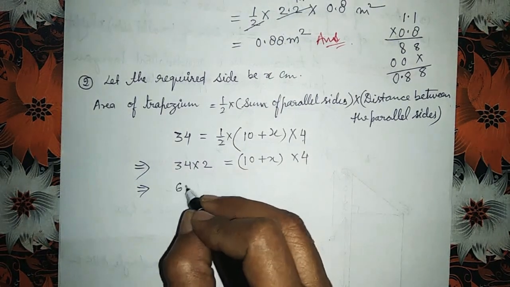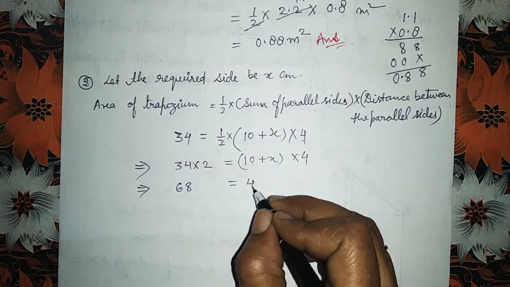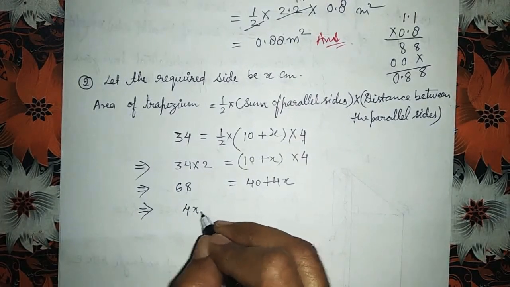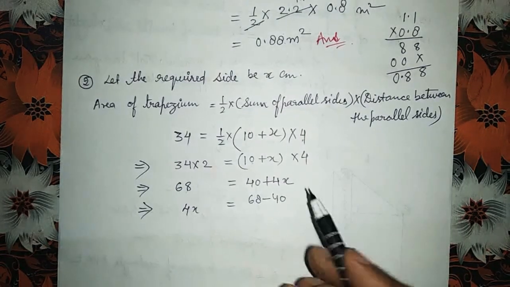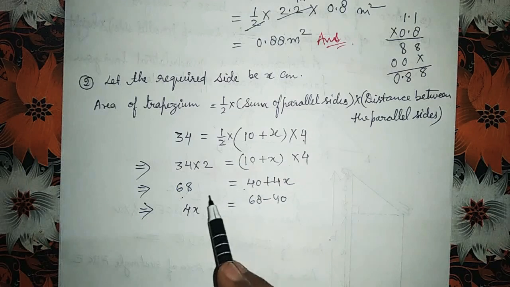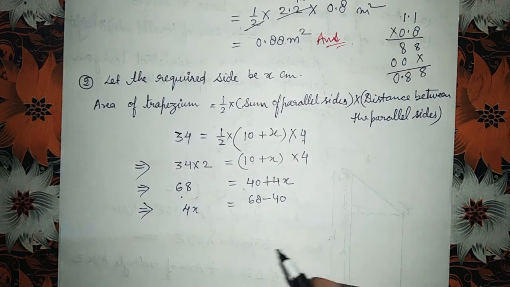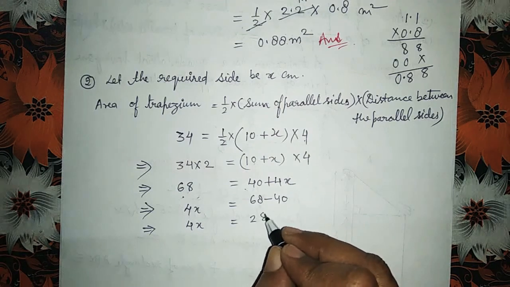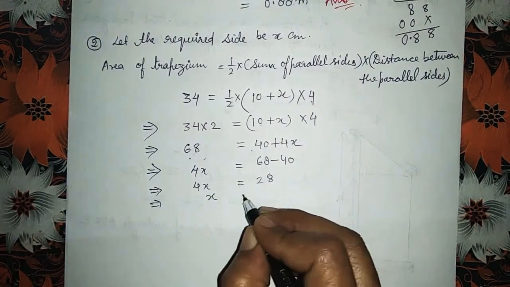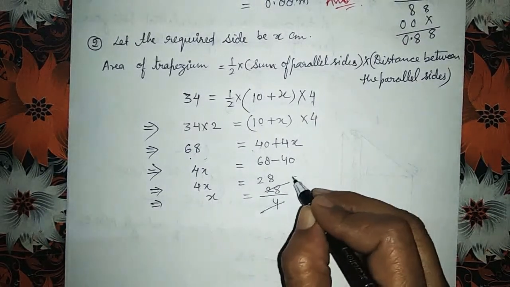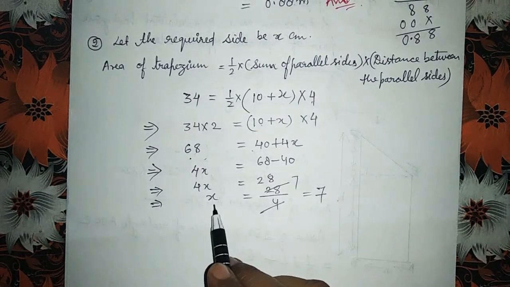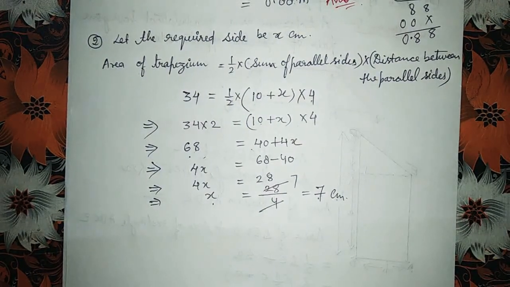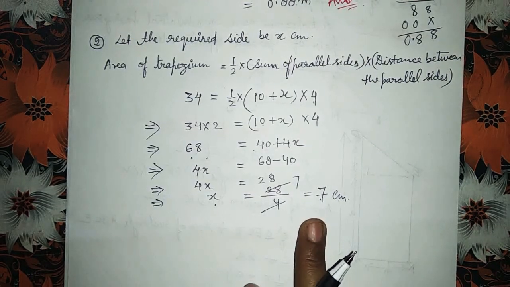Now here 68 will come. Here 4 tens are 40 plus 4x. Now 4x is equal to 68 minus 40. Okay. Here we will transpose this 40 to the left side, so plus 40 will be minus. Now 4x is equal to, here you will get 28. Now x is equal to 28 upon 4. 4 ones are 4, 4 sevens are 28. So what is x? x is coming 7 centimeter. So the length of the other parallel side is 7 centimeter.